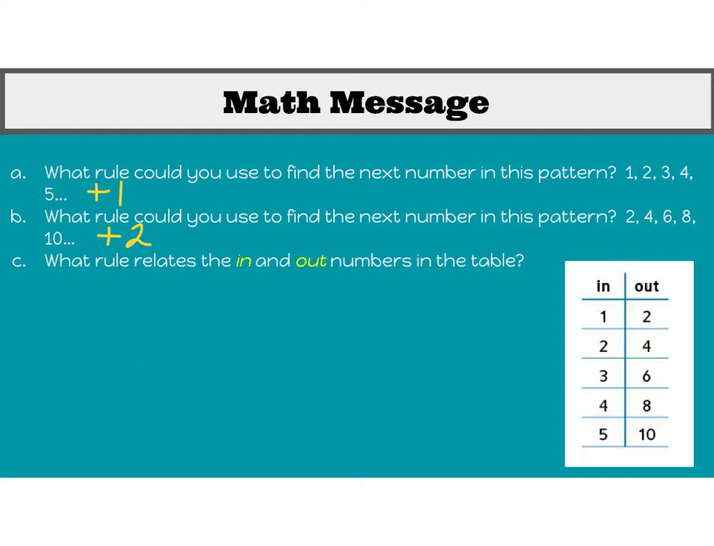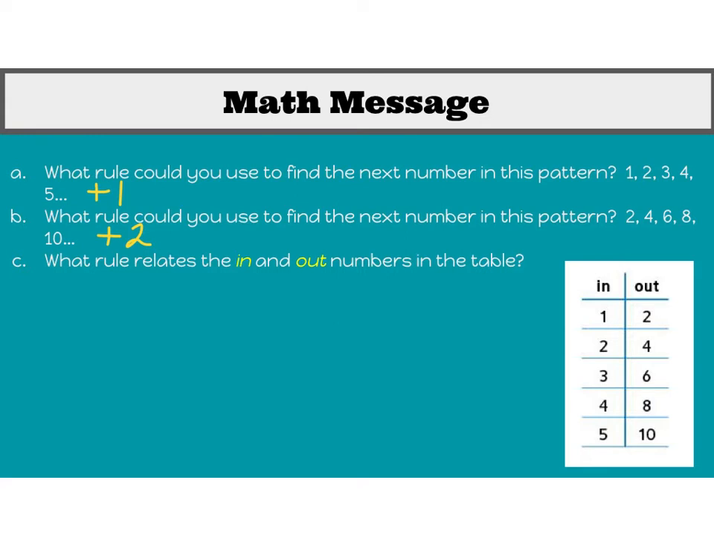So when we looked at the 2, 4 is 2 more than 2 above, 6 is 2 more than 4 above, 8 is 2 more than 6 above, and 10 is 2 more than the 8 above.